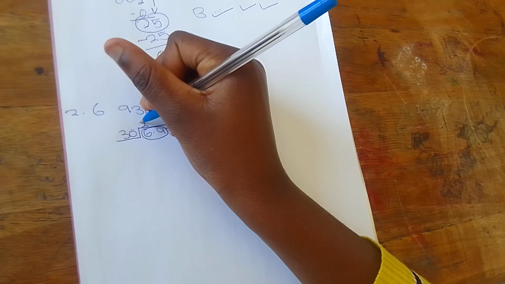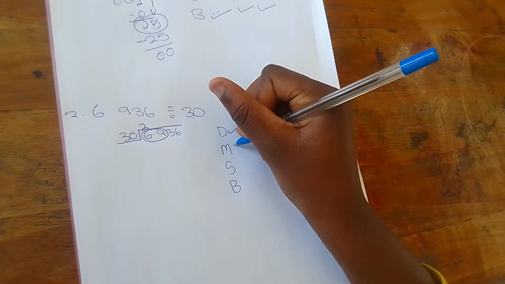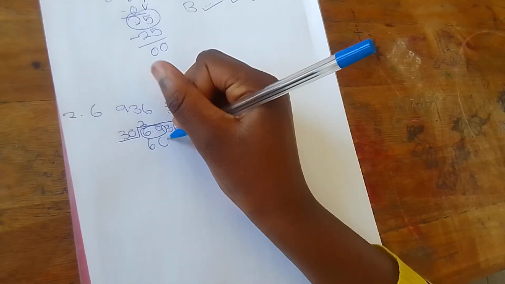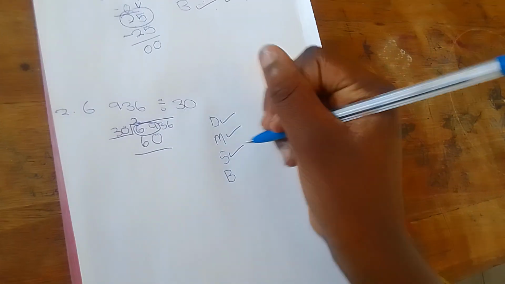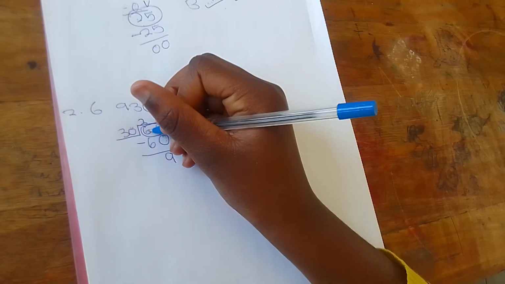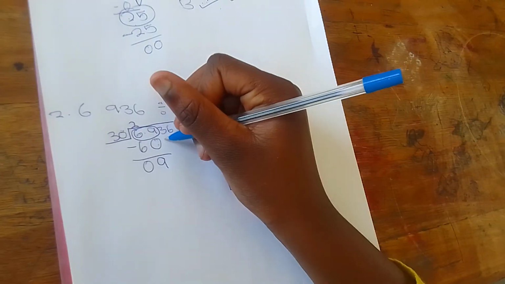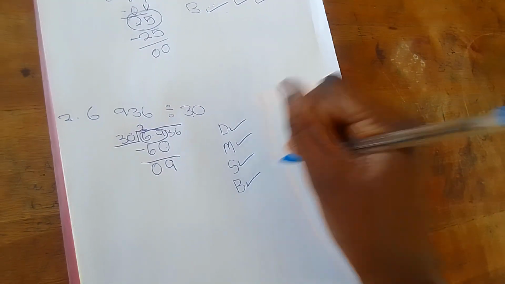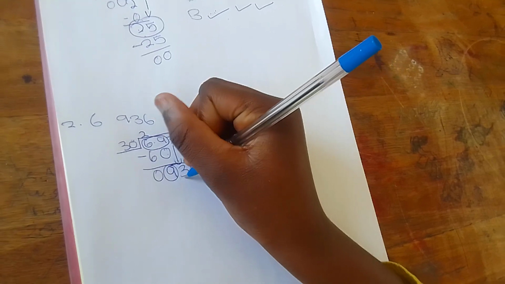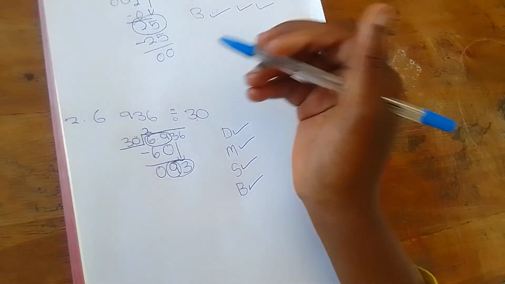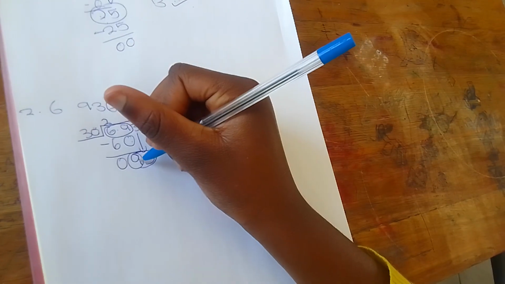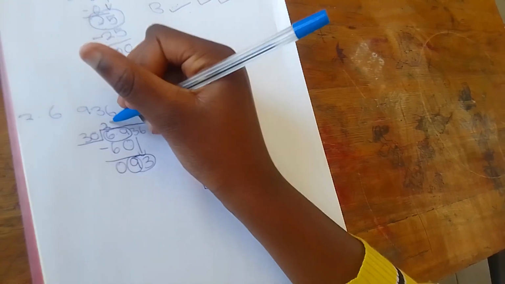So now you've got this, you're going to say, what is 2 times 30? 2 times 30 is 60. Now we're going to subtraction. We're going to minus. 9 minus 0 is 9. 6 minus 6 is 0. Now we're done with that. And now we're going to bring down to join these 2 numbers together. So now we're going to say 30. How many times does 30 go into 93? It goes in 3 times.